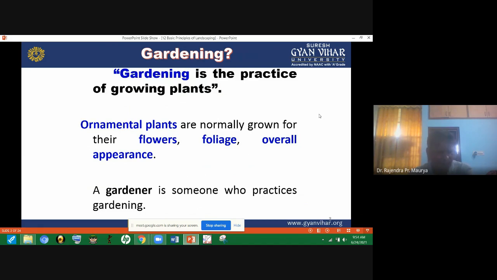So it is very difficult to say that gardening can be done only for a specific purpose. A garden may be designed on a specific theme, or we can incorporate many objectives in it. A gardener is someone who practices gardening.